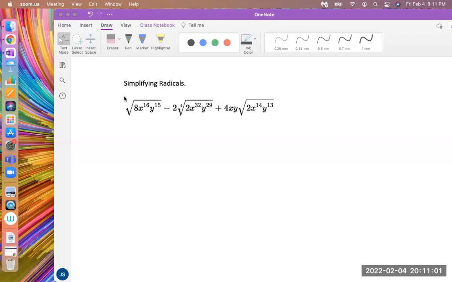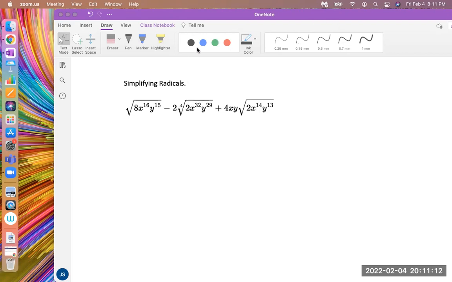Hi. So I'm doing this video to help you simplify radicals, especially the square root in this video, and square roots with variables. So let's see. We have this problem. And they say simplify this radical expression as much as possible.